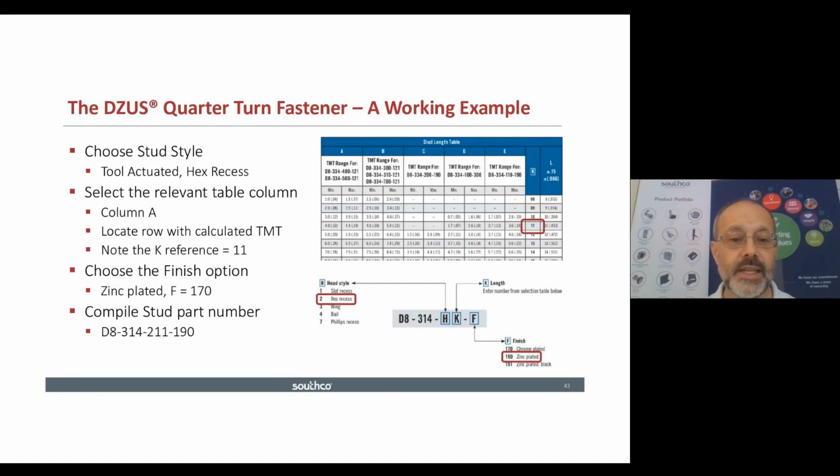So I can see that it's a D8-314-2 for my hex recess, 11 because that's the K size that I found from the table for the stud. And I've realized in here I've put the wrong finish part number just to catch people out. I wanted the 170 and I should have put 170 in the part number.